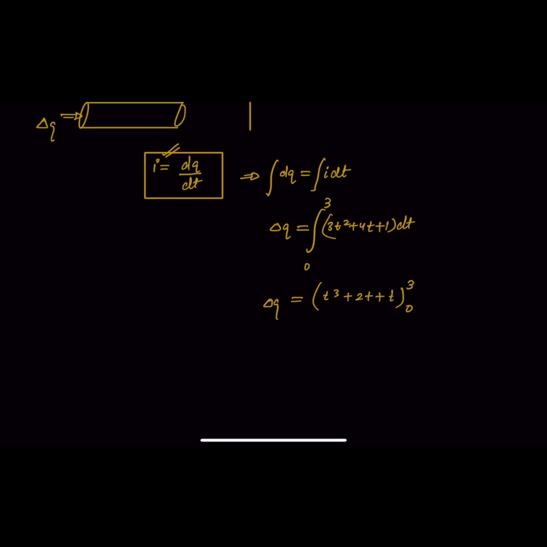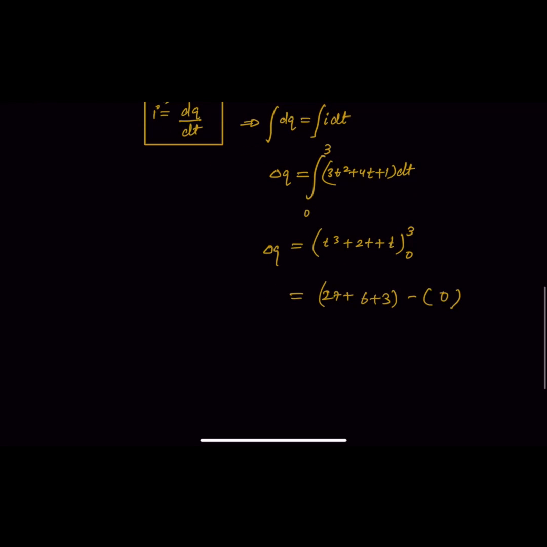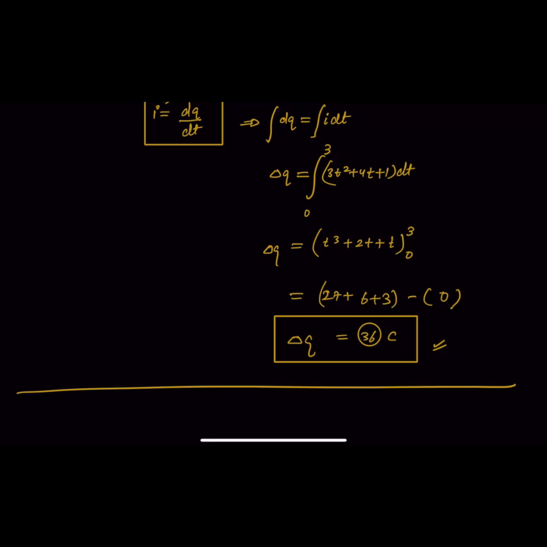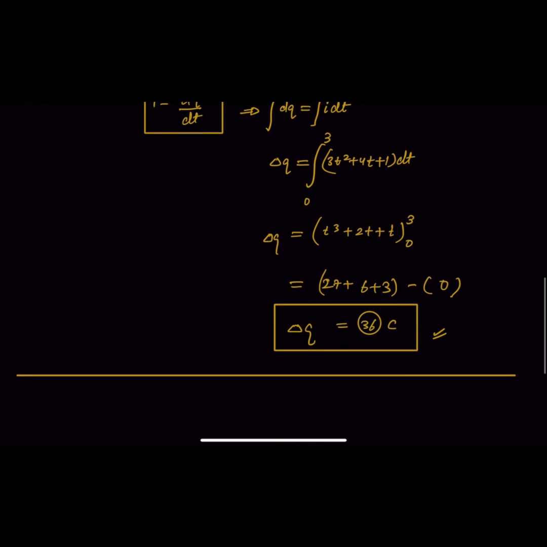If I put the limit as 3, that will be 27 + 18 + 3. If I put 0, it will give me 0 only. So that is 48 coulomb, the net charge flown through this wire in the given interval of time. This concept can be useful to find out various things like current and charge, maybe at an instant and maybe over a period of time.